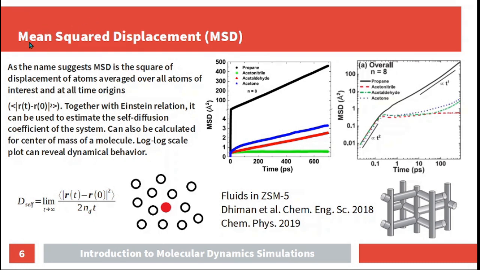Coming to dynamical quantities now, one such quantity is mean square displacement. As the name suggests, mean square displacement is the square of displacement of atoms averaged over all atoms of interest and at all time origins. This averaging over all time origins is quite important. Just like when you average over different atoms, the quantity that you get becomes independent of which atom you're talking about, because this is an average quantity. It is the same for all the atoms. Analogously, when you talk about time averaging, what it means is all times are equivalent, all time instants are equivalent.